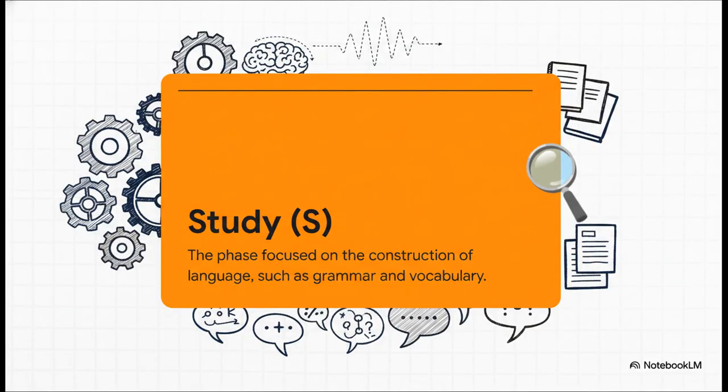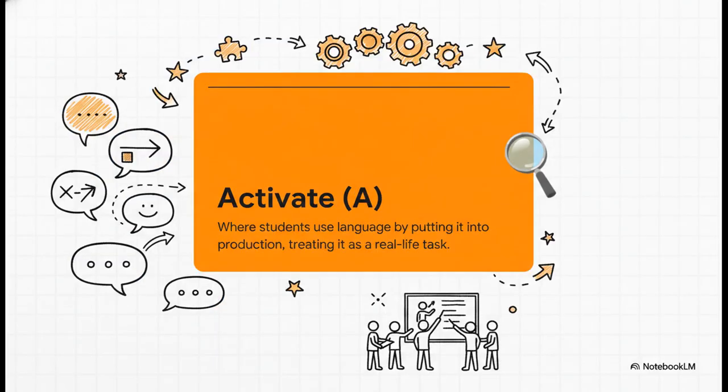Next up, we've got S for study. This is where we get into the nitty-gritty. We zoom in on the language itself, the grammar rules, the new vocabulary, how to pronounce something. It's the nuts and bolts of how the language is actually built. And finally, A for activate. This is where the magic happens. Students take everything they've just studied and actually use it. The focus here isn't on being perfect, it's on communicating, getting their ideas across in a real, meaningful way.